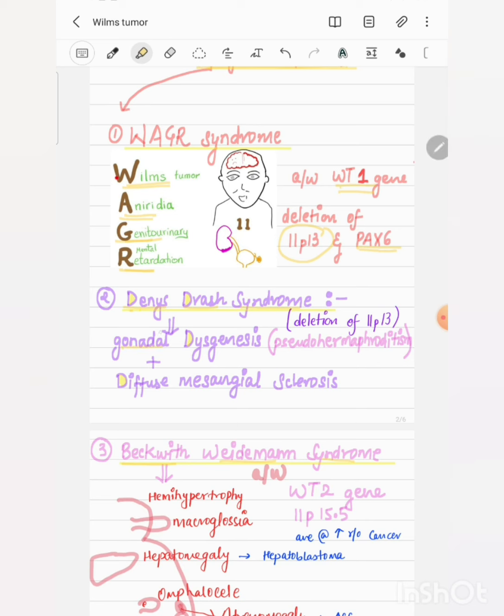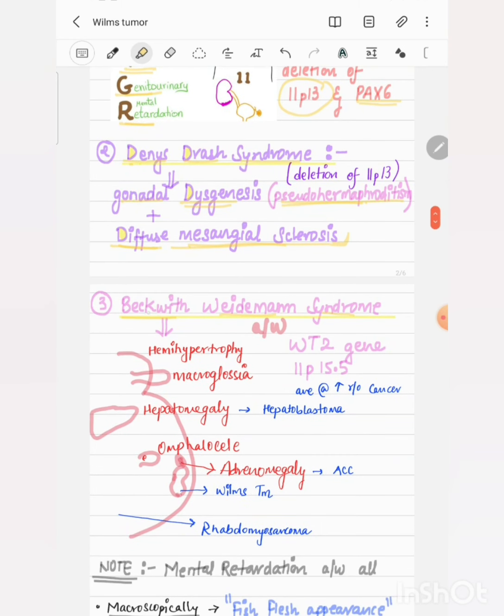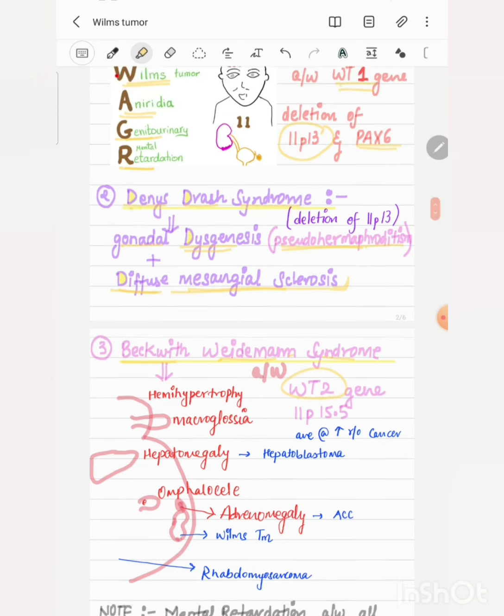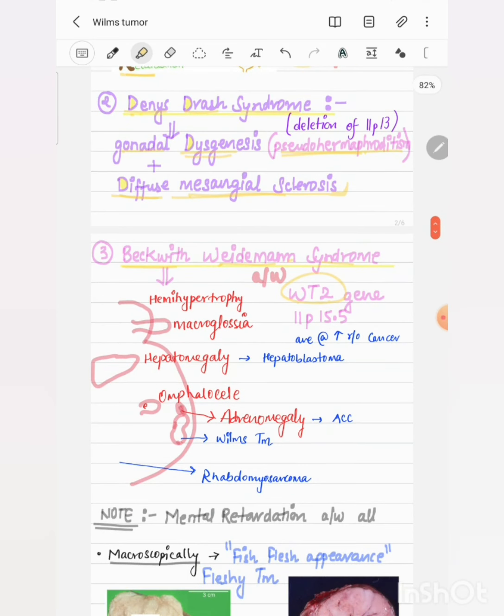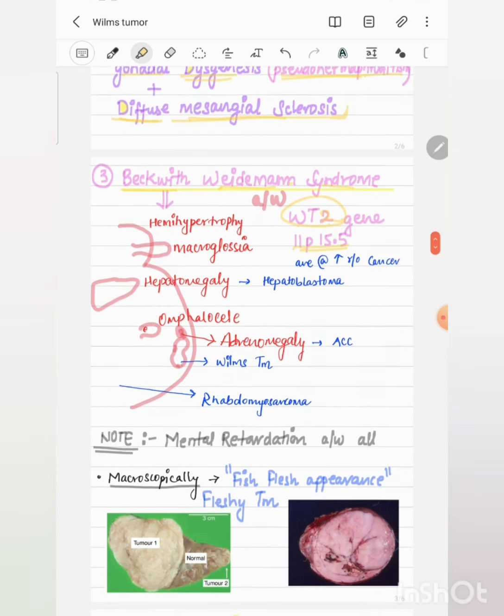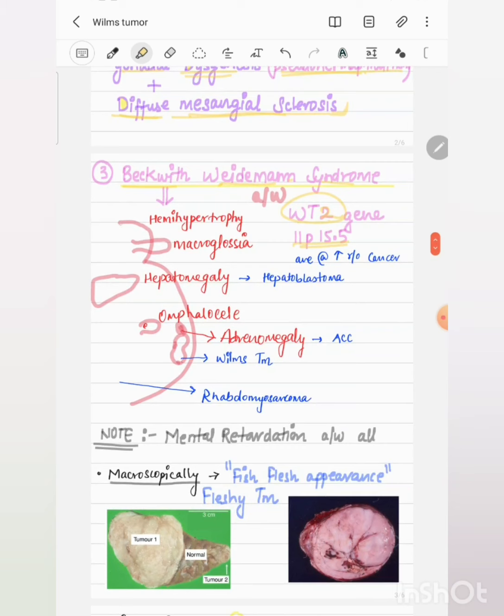In Denys-Drash syndrome, there is gonadal dysgenesis, pseudohermaphroditism, plus diffuse mesangial sclerosis in the kidney can be seen. Beckwith-Wiedemann syndrome is associated with the WT2 gene, while the other two syndromes are associated with WT1. It involves the WT2 gene and 11p15.5.